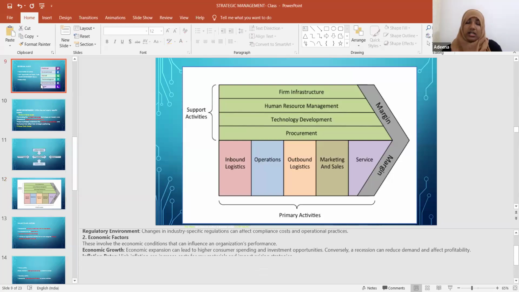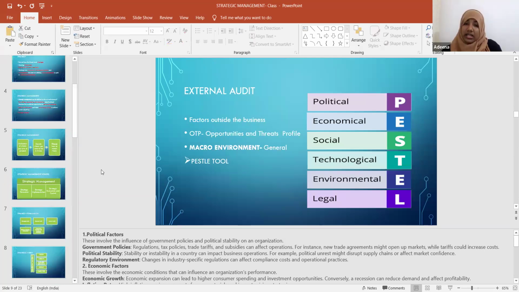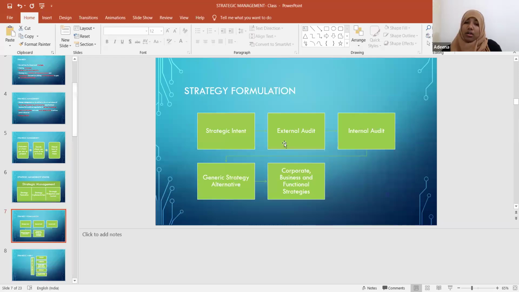Strategic intent talks about the vision, mission, organizational definition, goals, and objectives. The second stage is external audit. External audit is nothing other than external environment analysis for setting the organizational strategy. External audit consists of macro environmental audit and micro environmental audit.